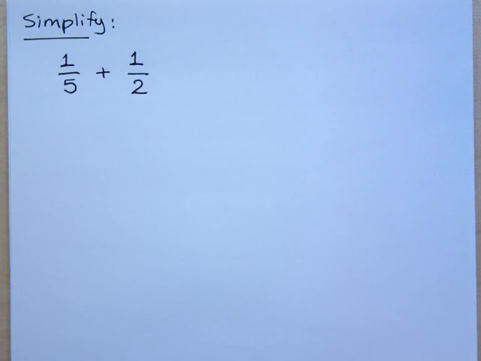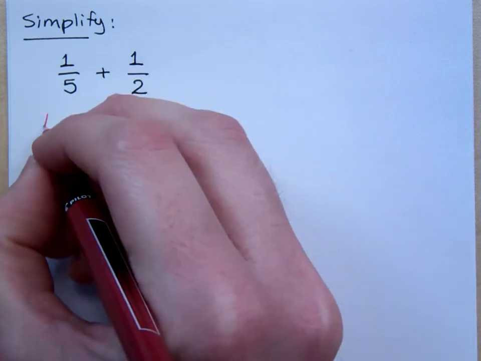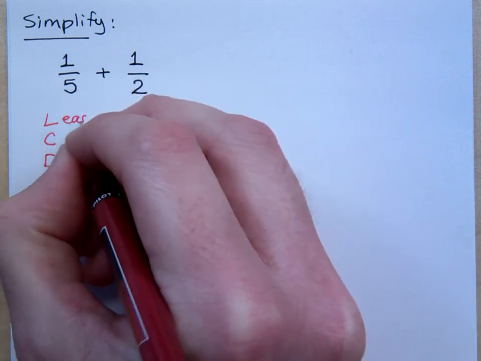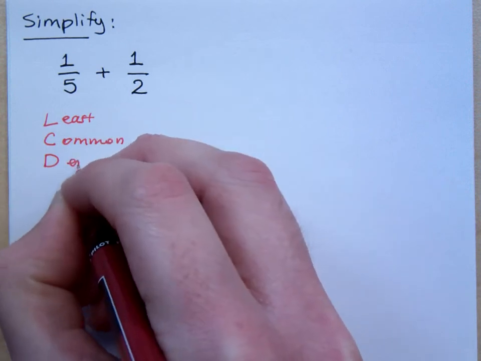We talked before about writing equivalent fractions, right? Fractions that had the same meaning, but their denominators looked a little bit different. What we need to do is find some common ground between 5 and 2. Find what we call the LCD. What's the LCD stand for? It's the least common denominator.